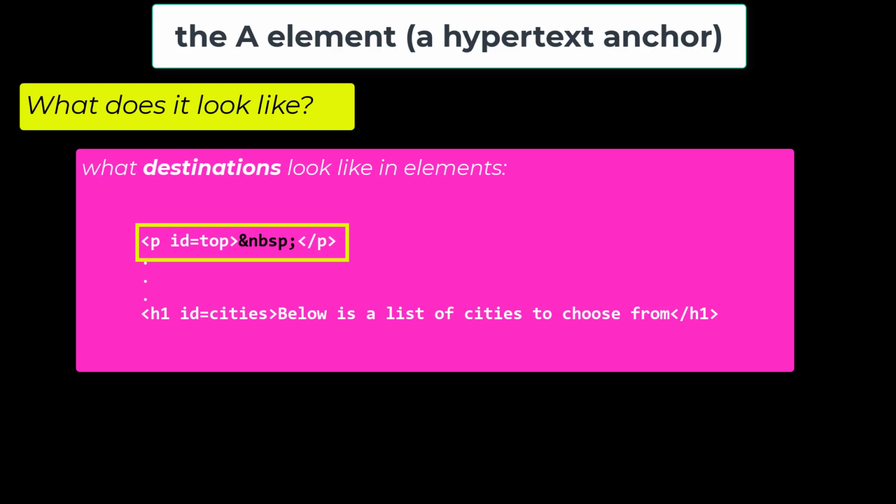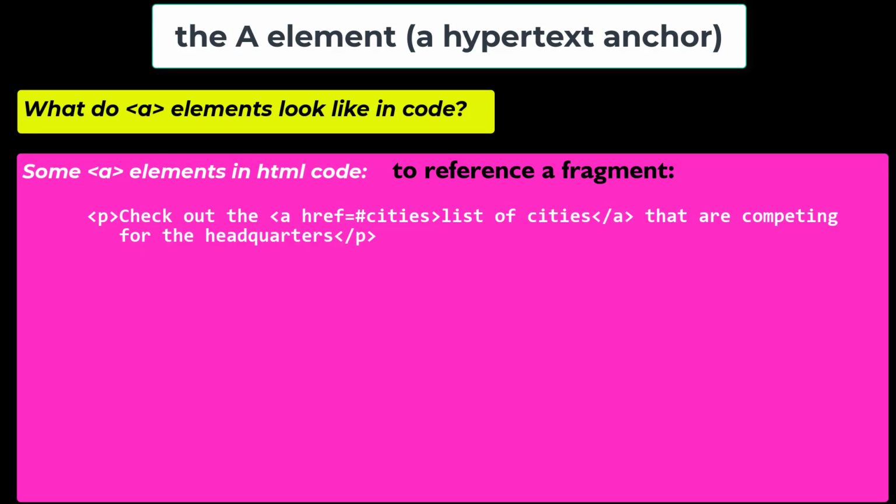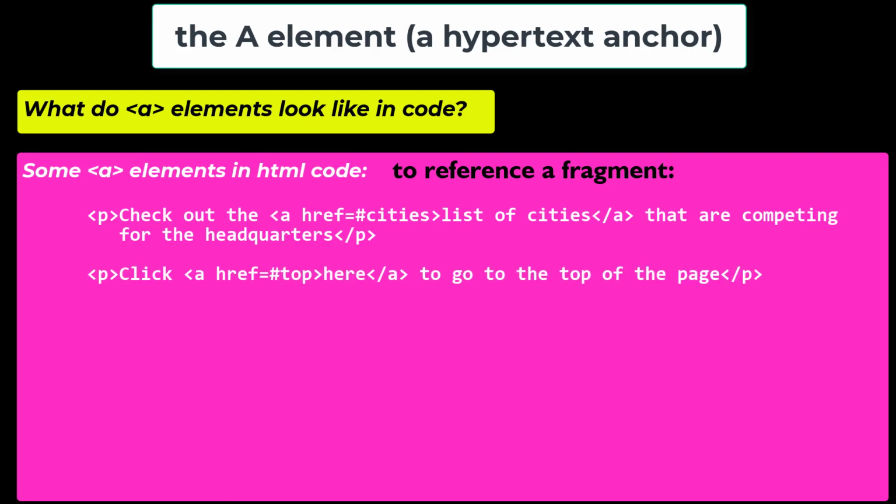Note that some browsers ignore empty paragraphs, so you can always provide a non-breaking space character entity reference. Recall the lesson on text markup. Elements with ID attributes are called fragments, specific locations within a page. So what do A elements look like in code? Well, to reference a fragment, notice the hashtag in front of the fragment name in your href attribute. Long web pages often have A elements like this.